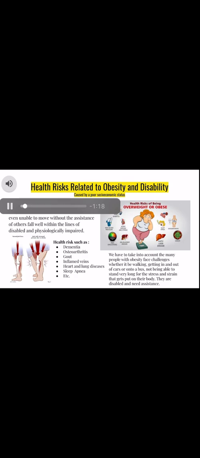Health risks related to obesity and disability caused by poor socioeconomic status. People who are obese and are unable to bear weight upon their limbs or are unable to move without the assistance of others fall well within the lines of disabled and psychologically impaired. Health risks include dementia, osteoarthritis, gout, inflamed veins, heart and lung disease, sleep apnea, and more.